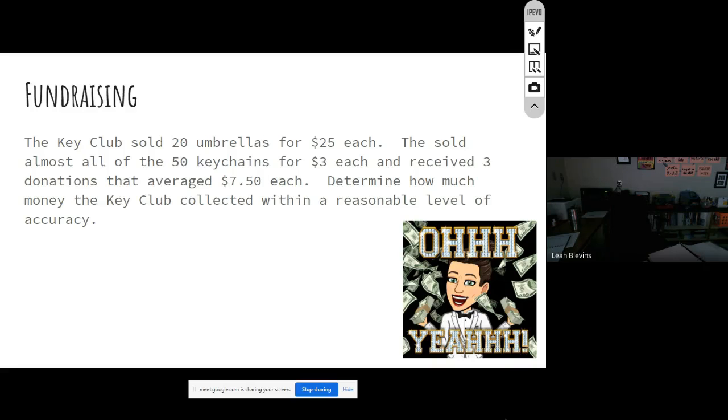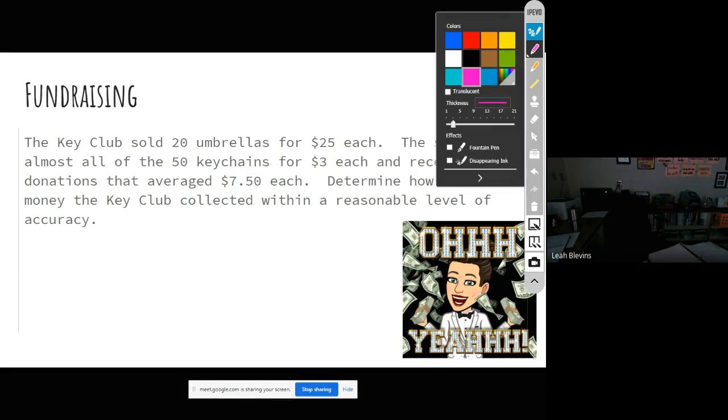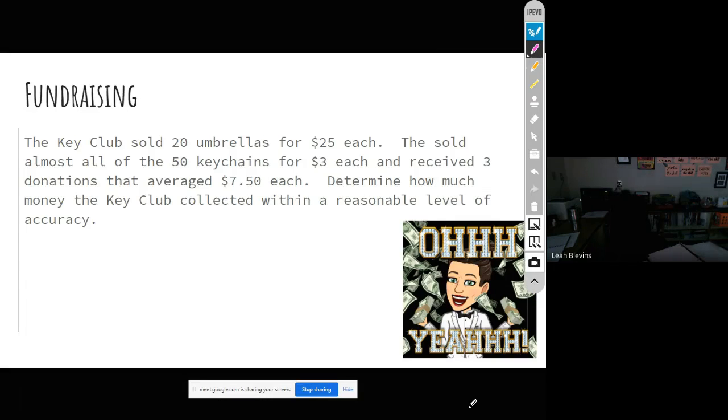Okay, so this says the Key Club sold 20 umbrellas for $25 each. How would I calculate how much money they just earned? They sold 20 umbrellas, $25 each. How do I figure out that total? Times. Okay, so I've got 20 times the $25 each.